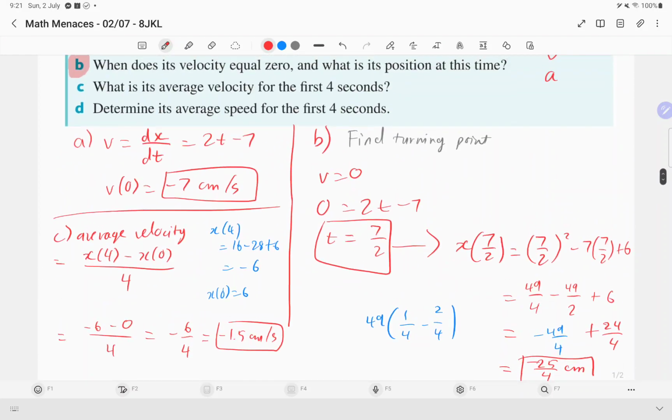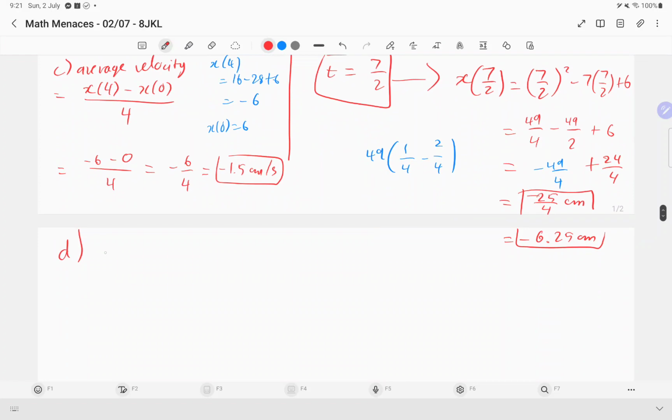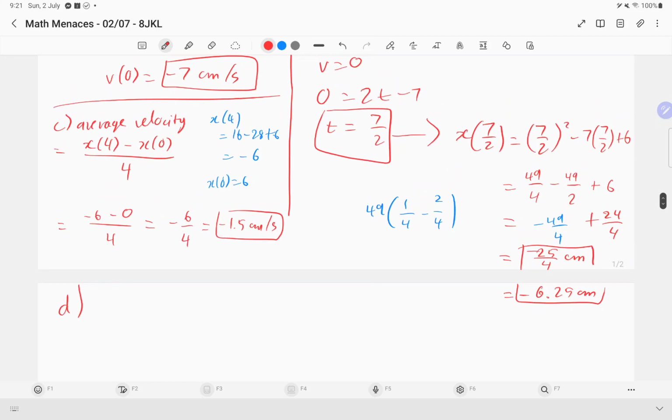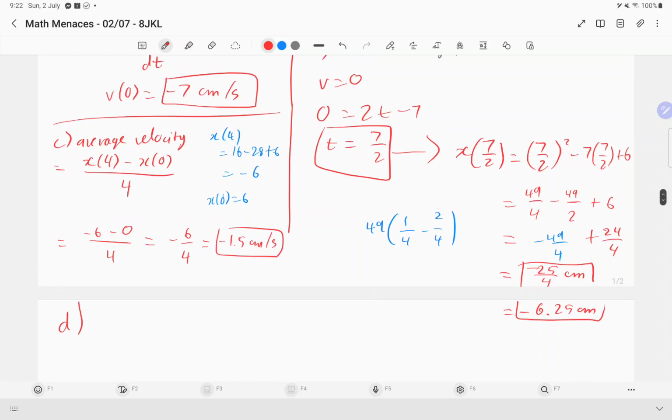So question D is the average speed for the first 4 seconds. The average speed would be the total distance over total time. But in order to do this, we need to draw something. Wait, why did you do negative 6 take 0? Because it's the final position minus the initial position, over final time, which is 4, minus the initial time. That's why you have to be very careful where the final position and the initial position are. X of 0 is the initial position, the x at time 0. Because the final position is negative 6.